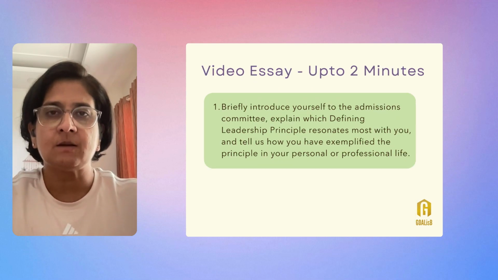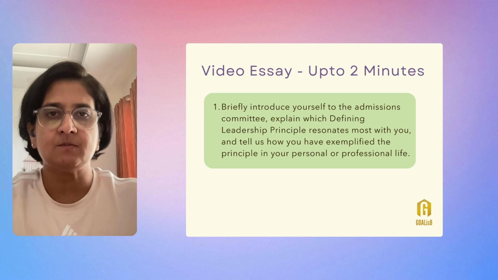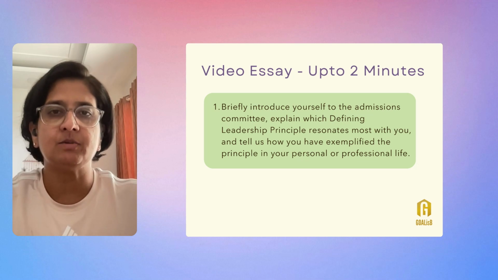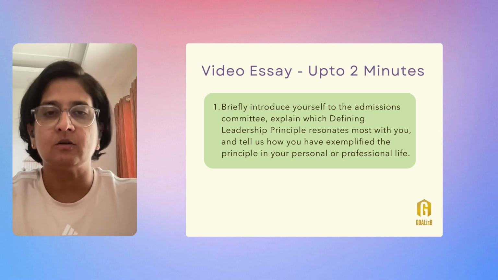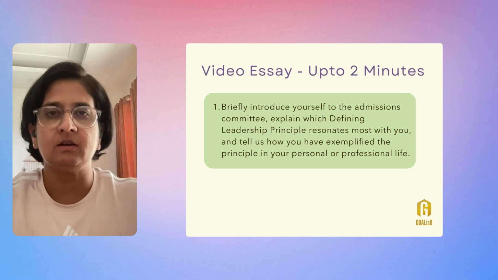So for the Berkeley Haas application, this time you'll also require a video essay, which will be from 1 to 2 minutes of a submission. The essay question is: briefly introduce yourself to the admissions committee, and explain which defining leadership principle resonates most with you. So they're not looking only for leaders, they are also looking for the Haas leaders. So how do you connect with their values?